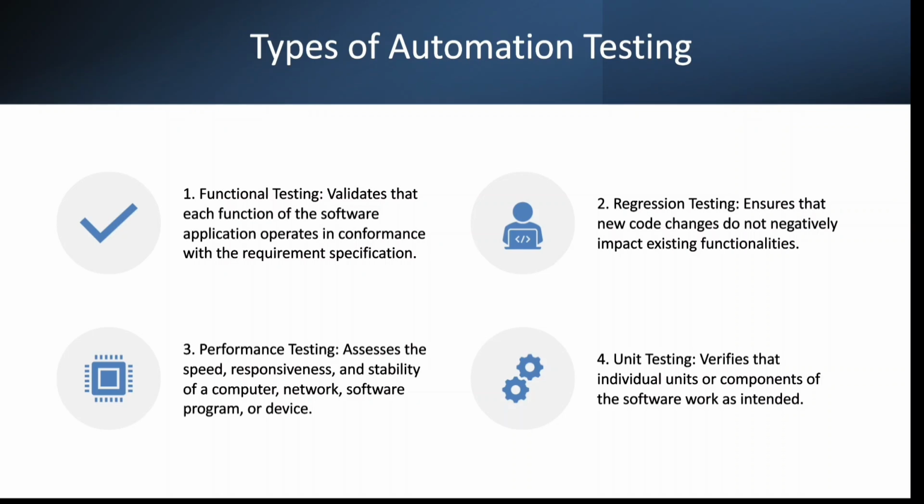Then there is performance testing. Here we learn about our software's speed, responsiveness, and stability, and about computer networks, devices, and software. That is why performance testing is needed. Another is unit testing. Here we check the code, units, individual components, and functions. Okay, these all are covered under automation testing.